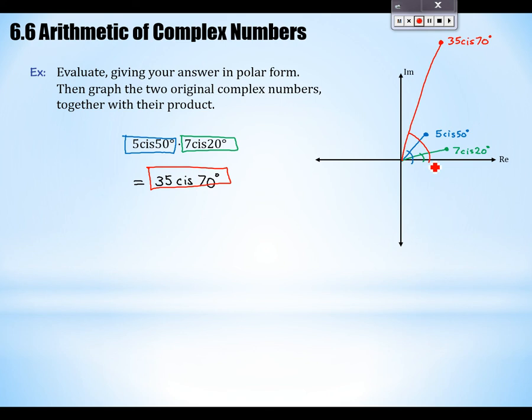Okay, are you ready? Yeah. You're gonna blow your mind a little bit here. Okay, so what happens when we multiply a complex number? What happens when we multiply by I?